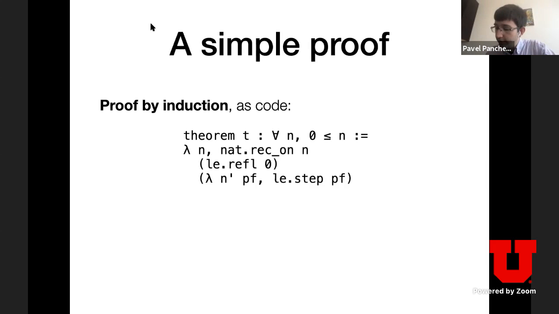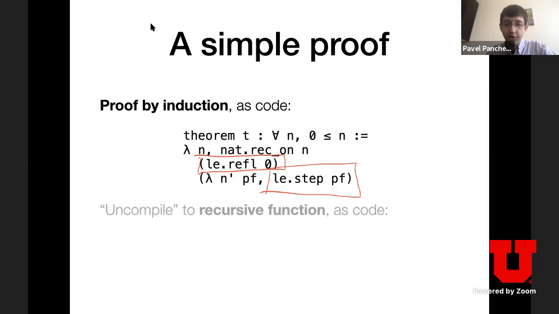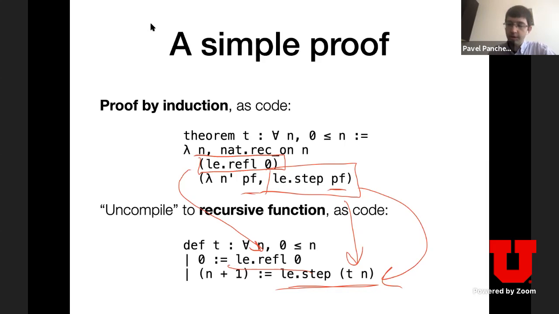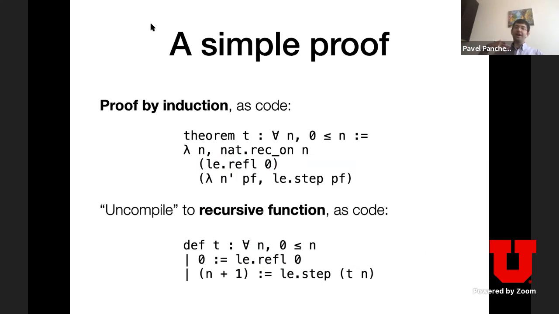Here we've got an expression to use in the nil case and an expression to use in the n plus 1 case. So if we just uncompile it, we should take this expression, copy it into the 0 case, and this expression, copy it into the n plus 1 case. pf here is going to become our recursive call. So what we've done here is take this proof by induction, which we think of as a proof of a theorem, as opposed to a function that computes something, and shown that it can be rewritten directly into this recursive style. You might call this proof by recursion.